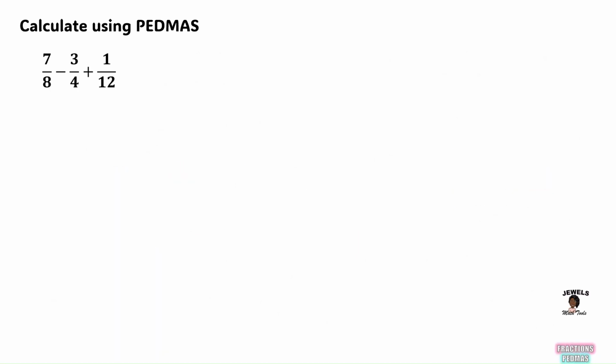So in our session today, we are going to be using PEDMAS, PEMDAS, BODMAS, BIDMAS, order of operation in a nutshell to solve our question. So let's start off by first finding the LCD for the numbers in our denominator. So in our denominator we have 8, 4, and 12. And the LCD for these numbers is going to be 24.